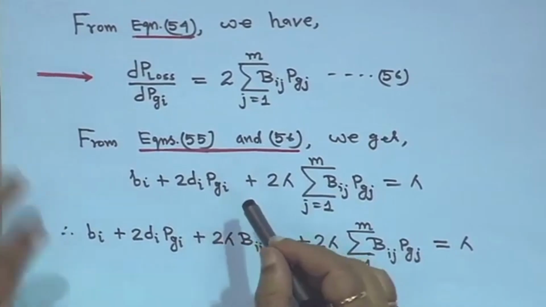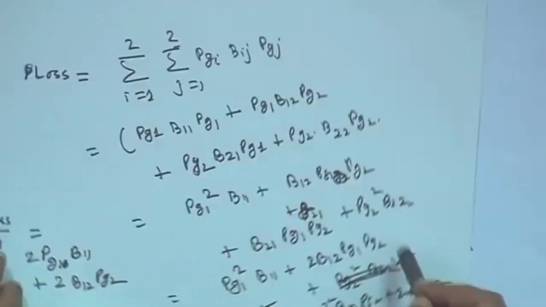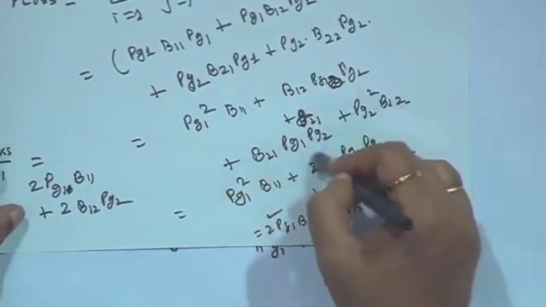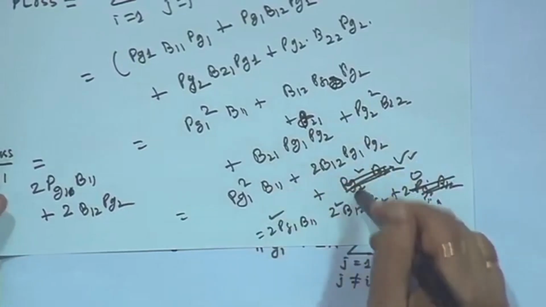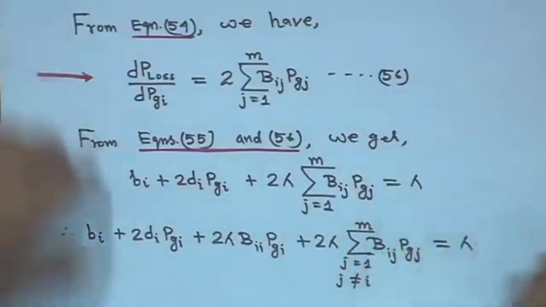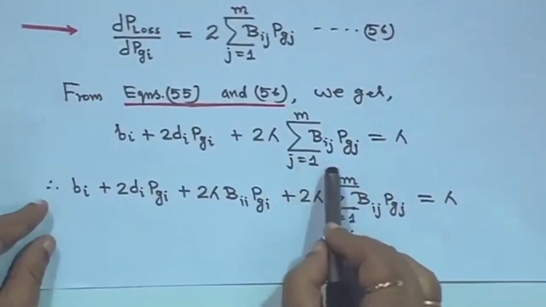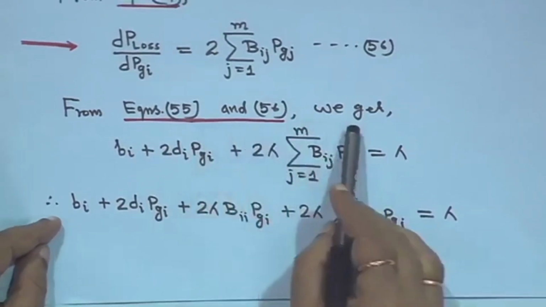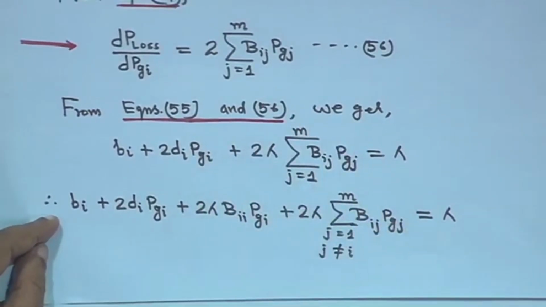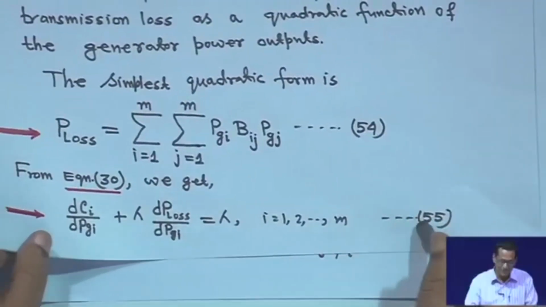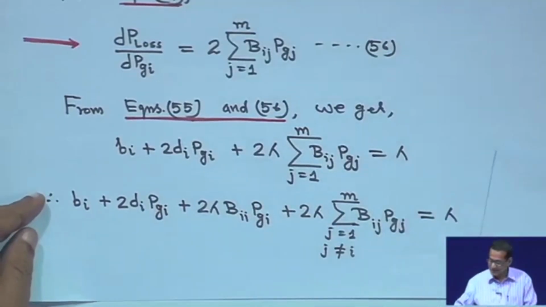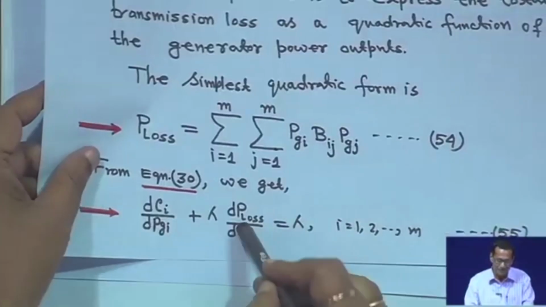Whenever we are writing all these equations, if you are in front of me, then for a little bit of minor writing error, you can correct me on the blackboard, but here nobody is here, right. So, this one is your dP loss upon dPgi. Now, equations 55 and 56, right. So, this is your equation 55 and 56. What you do is substitute this value, dP loss upon dPgi, here, right.